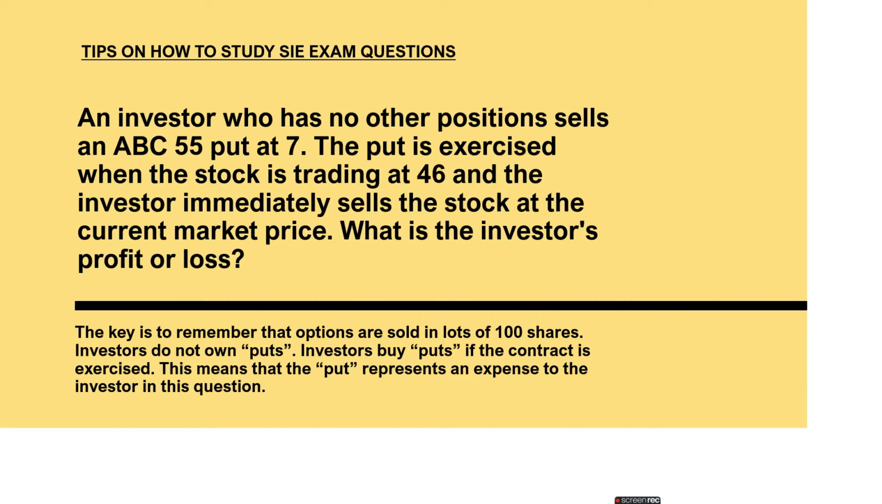The key is to remember that options are sold in lots of 100 shares, as the textbook teaches. Investors do not own puts. Investors buy puts if the contract is exercised. This means that the put represents an expense to the investor. Very important to understand it within this context.